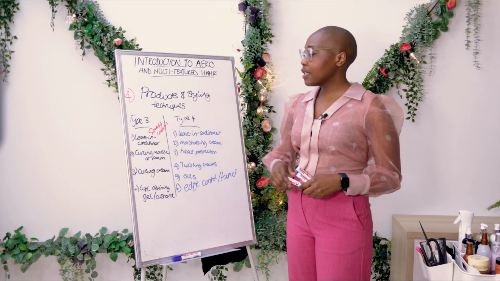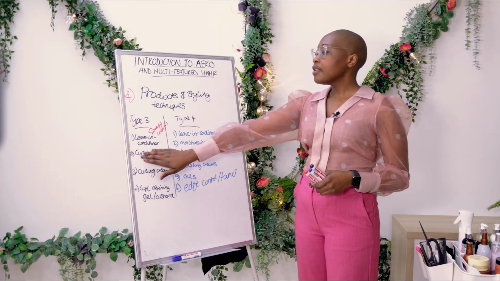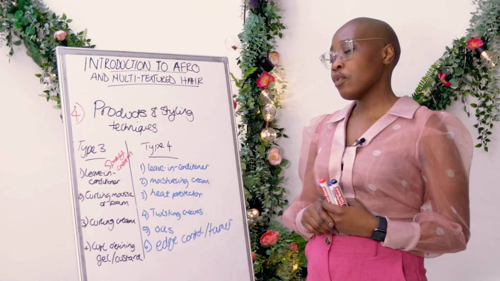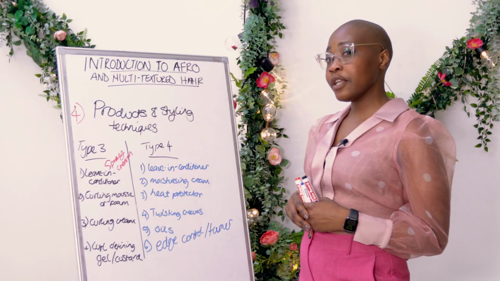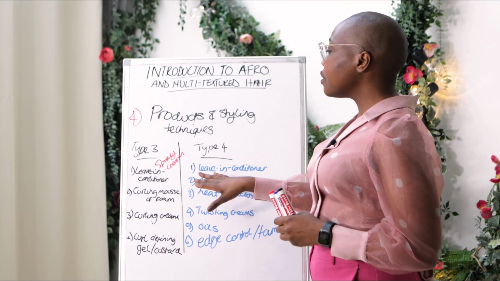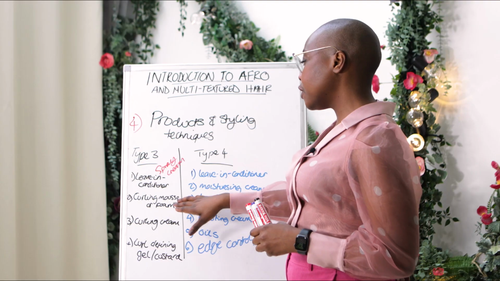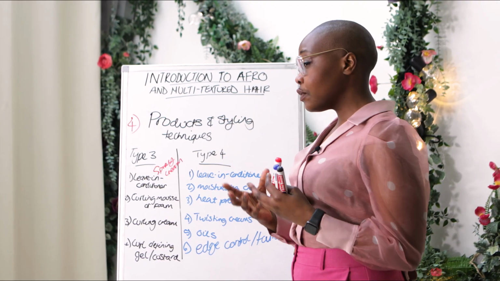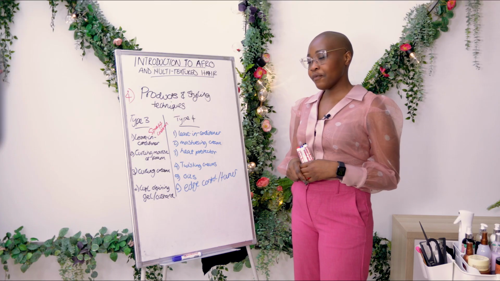The second product on the list is your curl defining mousse or your curling mousse. This is a very lightweight product, so we're talking about type 3A hair texture in terms of the product you might use this for. You can also use it for your type 3B and 3C, but on its own, on those hair textures, it's going to be too light. So if you know that you need a curl defining product that is very light, then your curling mousse is going to be the right product for you.